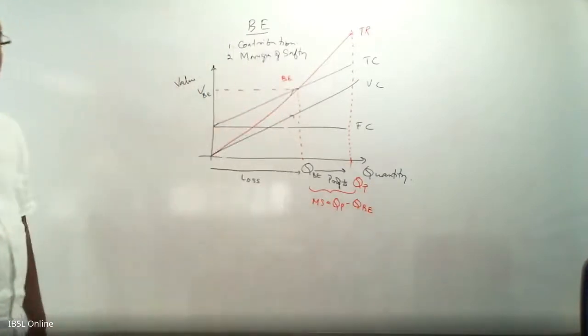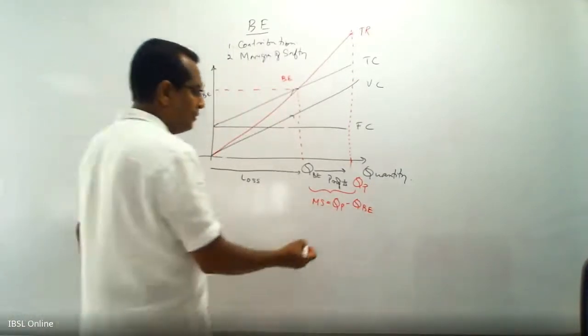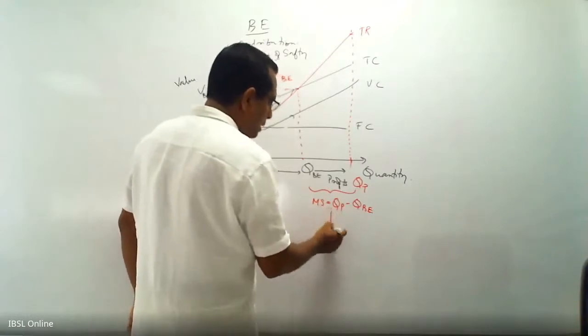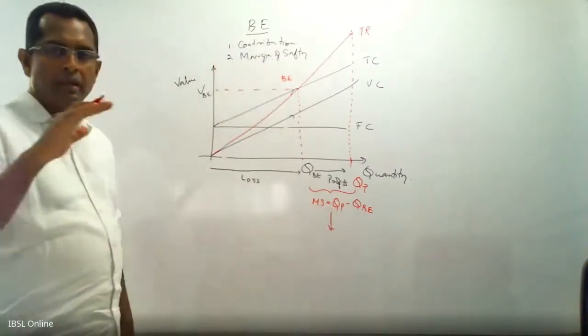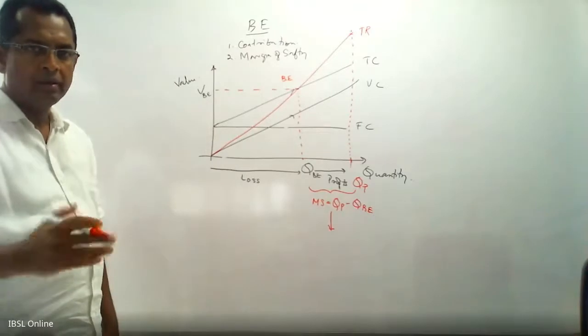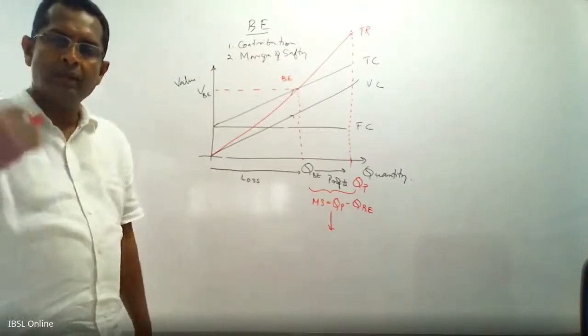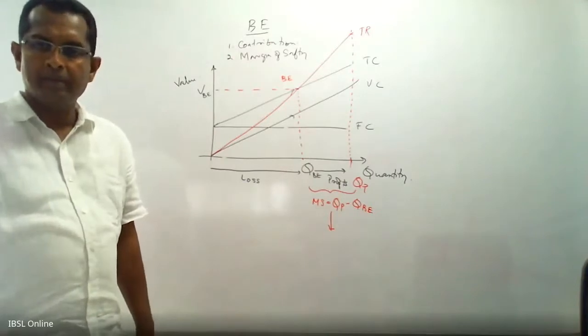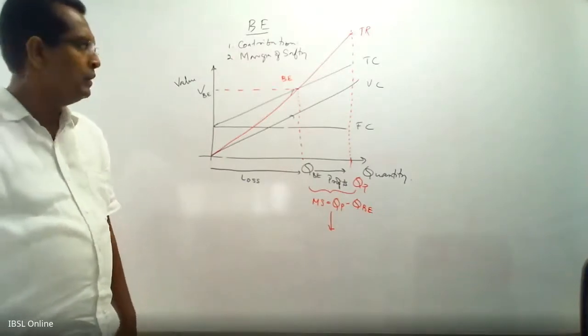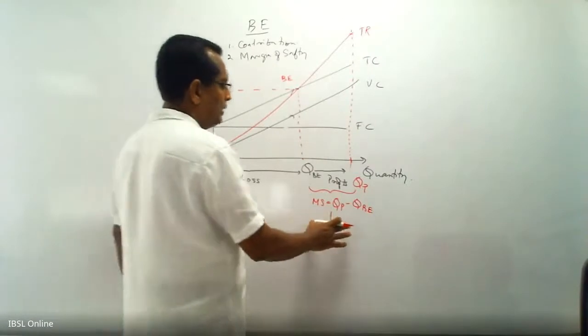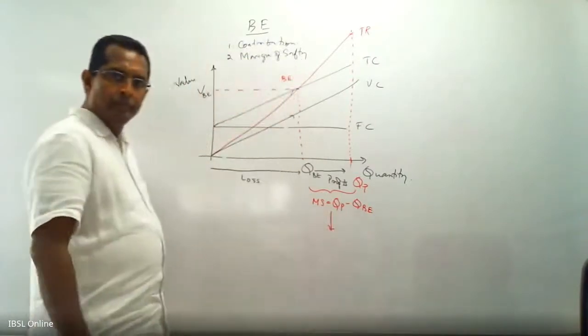That is the amount by which the sales volume can drop without creating a loss. So it is the safety. You can drop your sales without creating a loss to the business. Right? So this is called margin of safety.